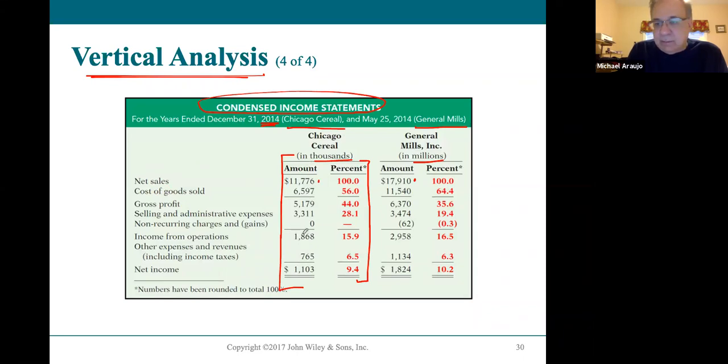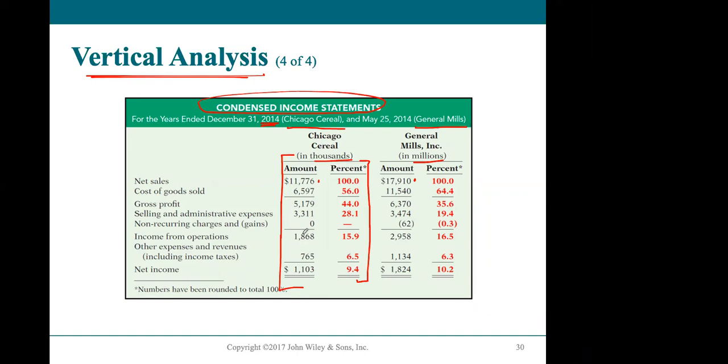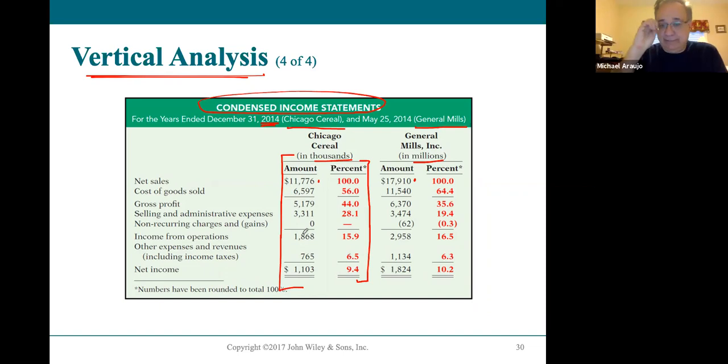They're right there. You see them? Do we follow? Yes. Okay, that's important. Wanted to make sure. So we know that cost of goods sold for Chicago Cereal is 56% of revenue. We know their gross profit is 44% of revenue. We know their selling and administrative expenses are 28% of revenue. We know their net profit is 9.4% of their total revenue because it's all broken down there.